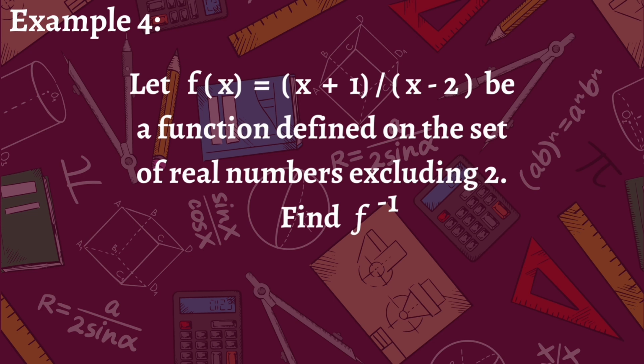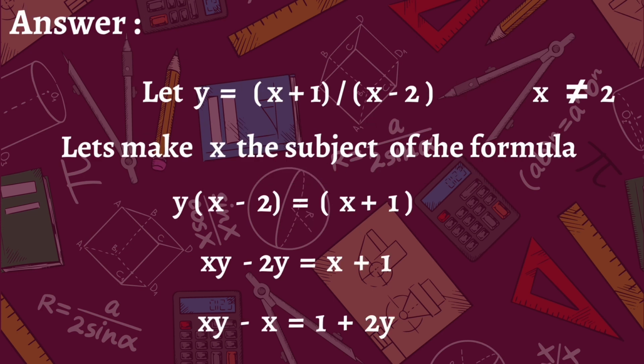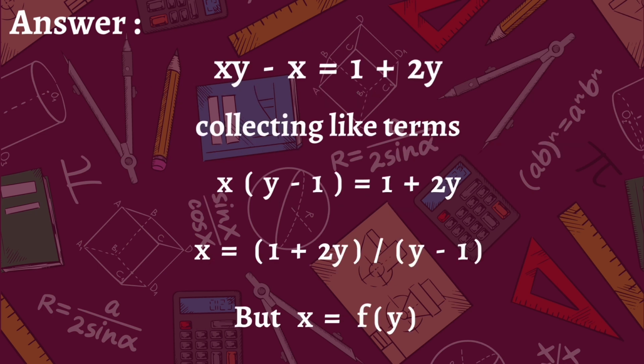What we simply do is to replace f of x with y. There is a condition imposed for this mapping that x cannot be equal to 2. We don't need to bother much about that because our goal is to make the independent variable x the subject of the formula. Of course, we cross multiply, expand, collect like terms in our attempt to make x the subject of the formula. When we factorize x from the left hand side, we have x into y minus 1 equal to 1 plus 2y.